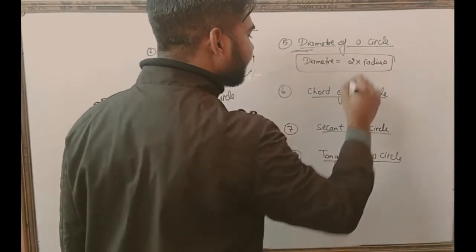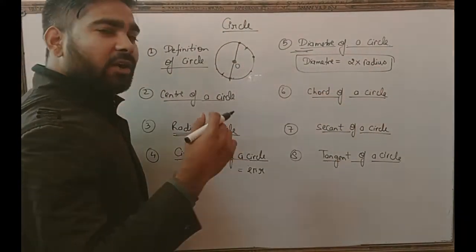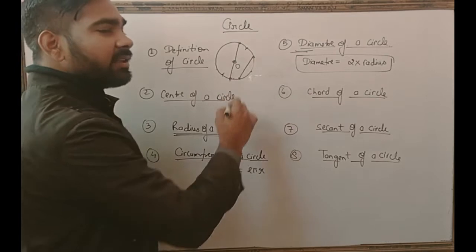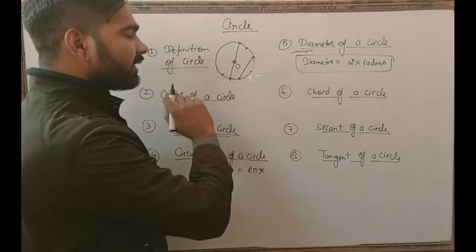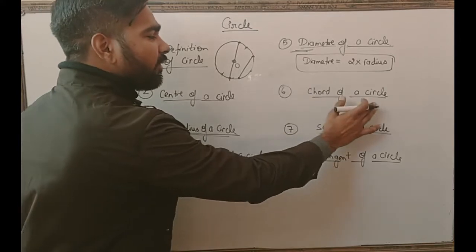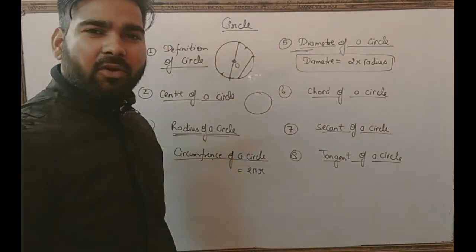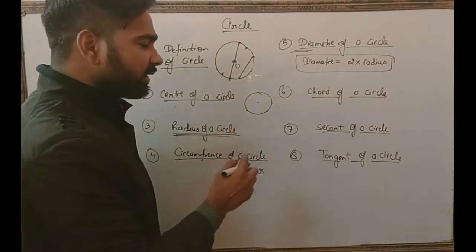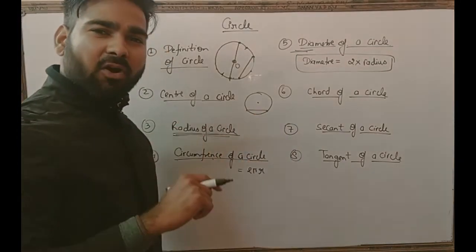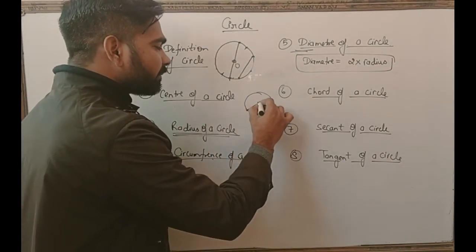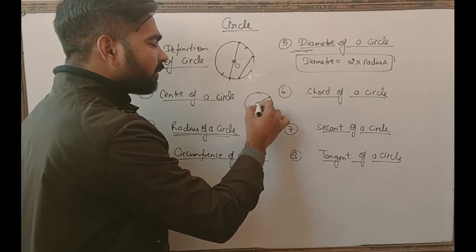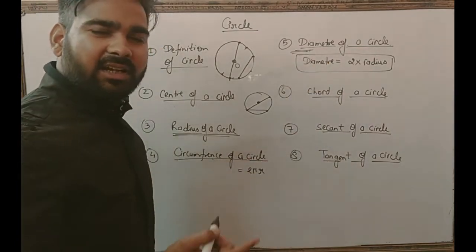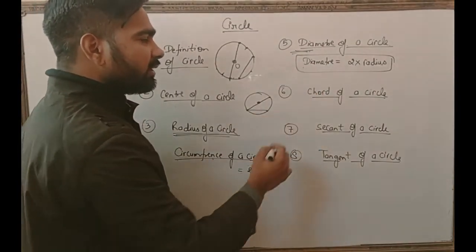Okay. Next is the chord of a circle. A chord of a circle is a line segment joining any 2 points on the circle in such a way that it does not pass through the center. This is called the chord of a circle. We can draw infinite chords in a circle, but a chord which does not pass through the center is called the chord of the circle, and a chord which passes through the center and joins any 2 points on the circle is called the diameter. So we can say in a single word that the diameter is the longest chord of the circle.